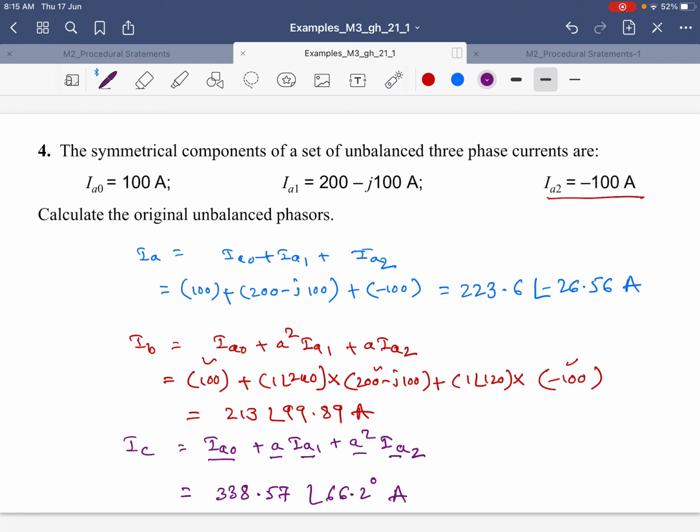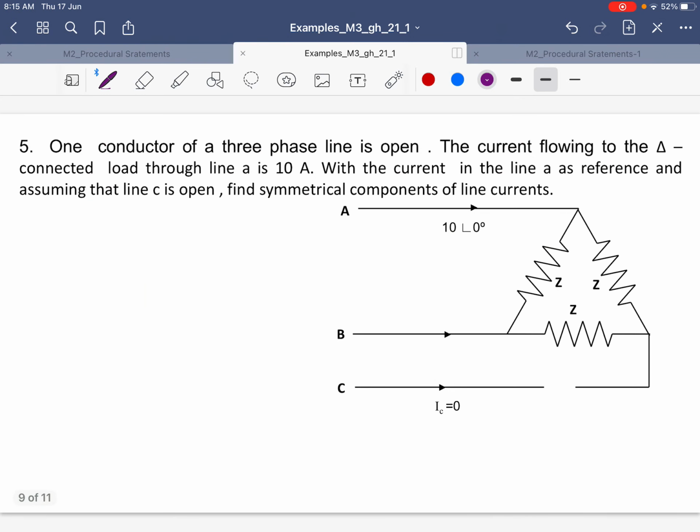These are very simple numericals. You merely substitute the given values of IA naught, IA1 and IA2 in the expressions for IA, IB and IC. This is how you calculate the unbalanced phasors from the symmetrical components. Then we'll move on to the next numerical.